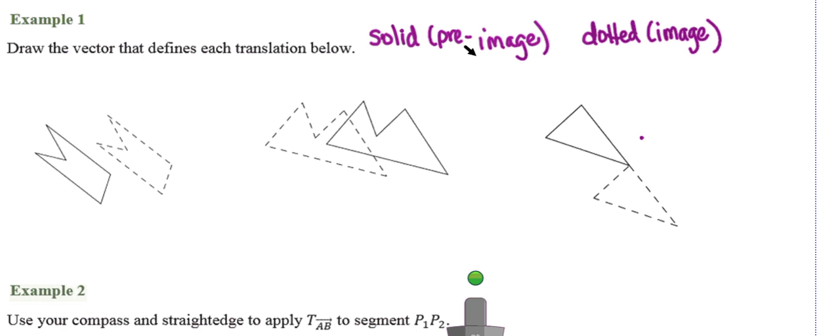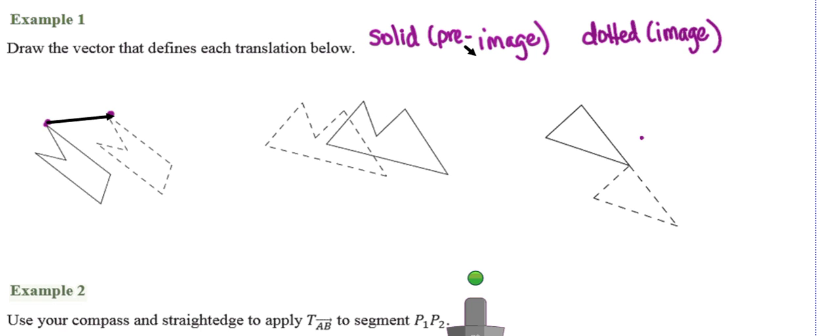So it says draw the vector that defines each translation below. You simply have to find any point that you want in the pre-image, so in the original before it gets translated. Find the corresponding point in the image, and then draw the vector that connects the two. So that would be the vector that shifts each and every point in the pre-image onto the image.